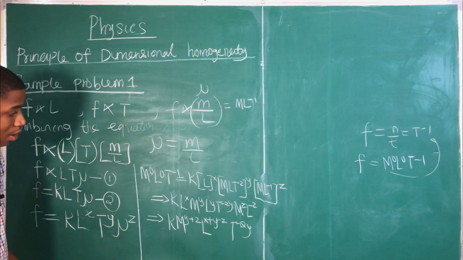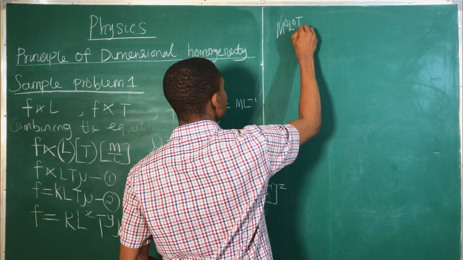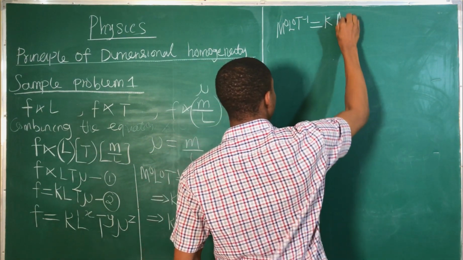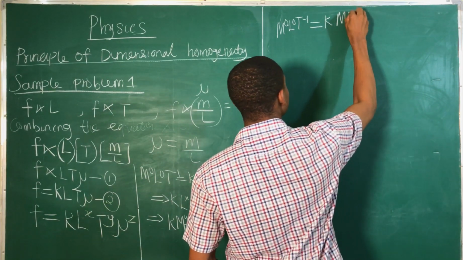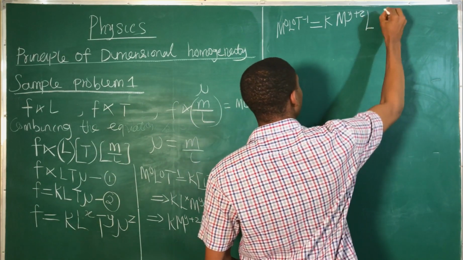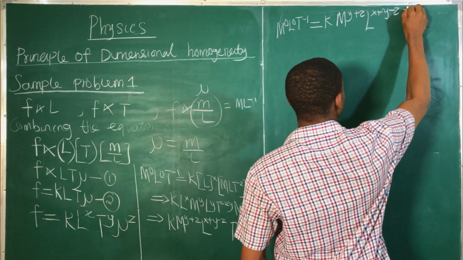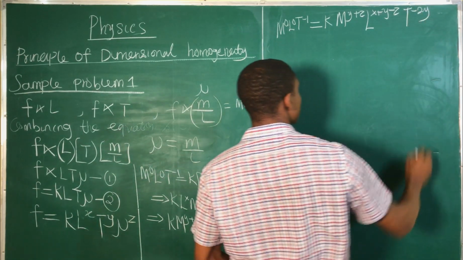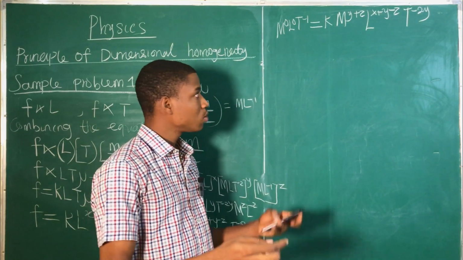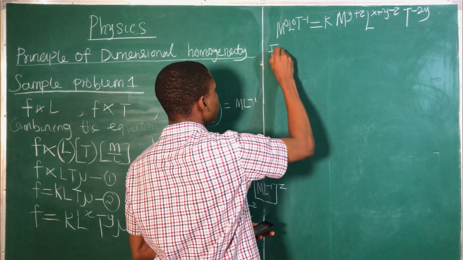So let's continue on the other side of the board. M^0 L^0 T^-1 equals K, we have M^(Y+Z), we have L^(X+Y-Z), we have T^-2Y. So now the next step is we are going to consider M, and we're going to equate, taking M and M. So we have for M.